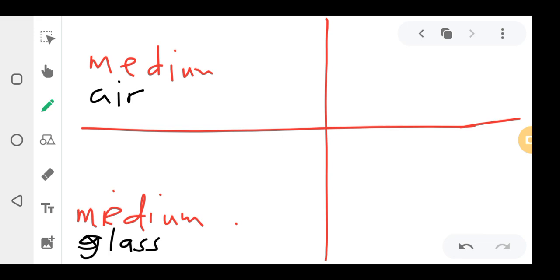Which one is denser, the air or the glass? The glass is denser. So when a ray of light is coming from this direction and hits this surface, it will be reflected upwards.